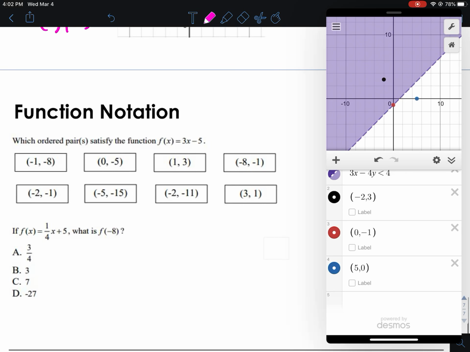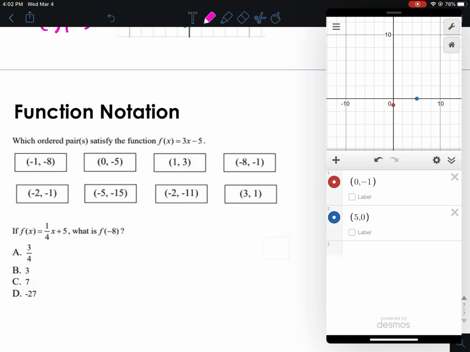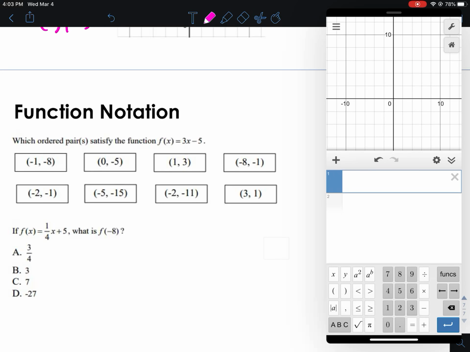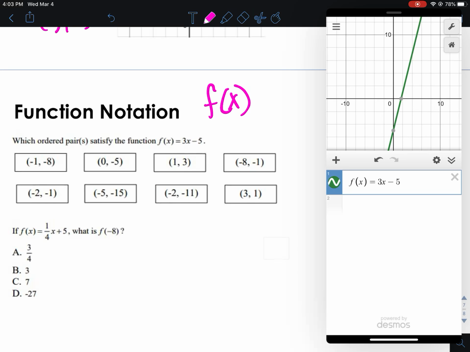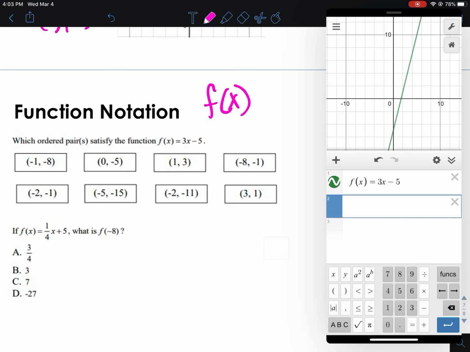Okay, the last thing we're going to do is function notation. Let me just clean all this stuff out. So function notation, it means that f of x, so it's the f of x kind of look. So for this, you can actually type out f of x. Desmos, very smart, knows that that's the same thing as y. So you can actually type this whole equation in, and you can actually use it to help you for the first one on here to find ordered pairs.